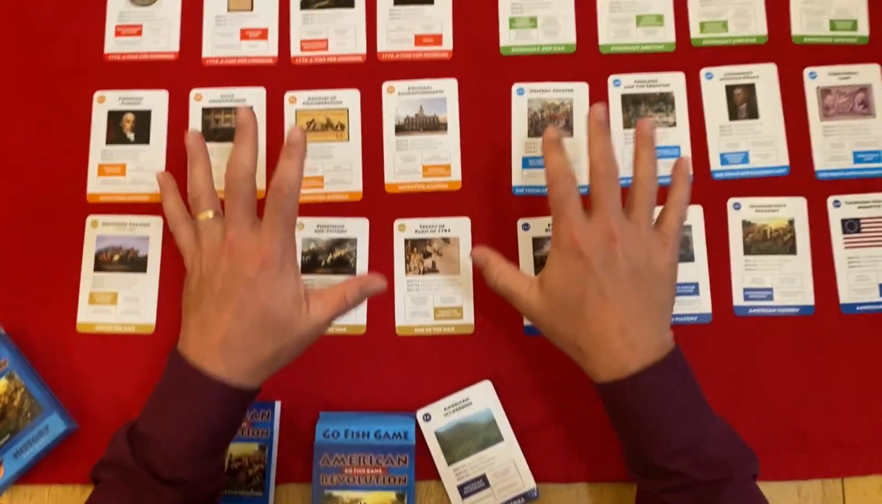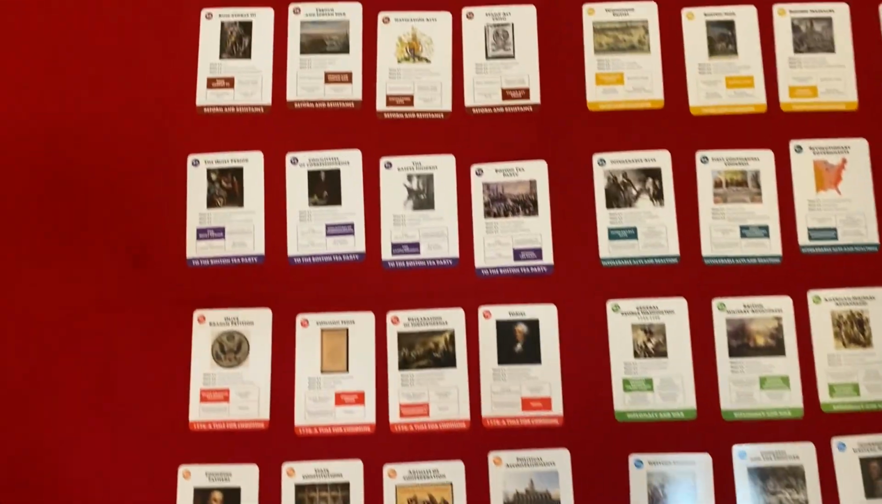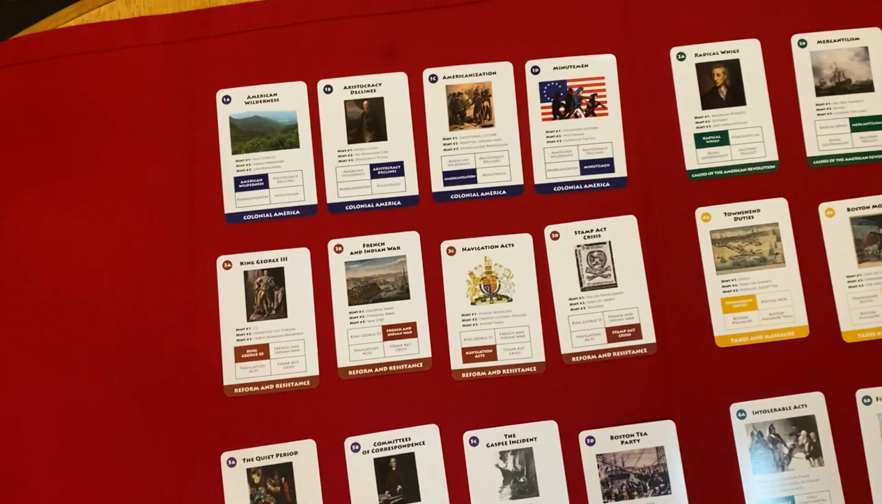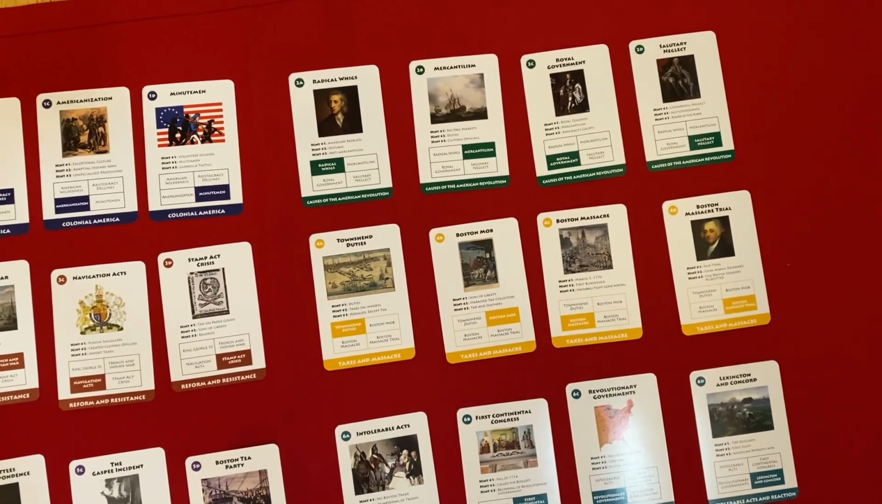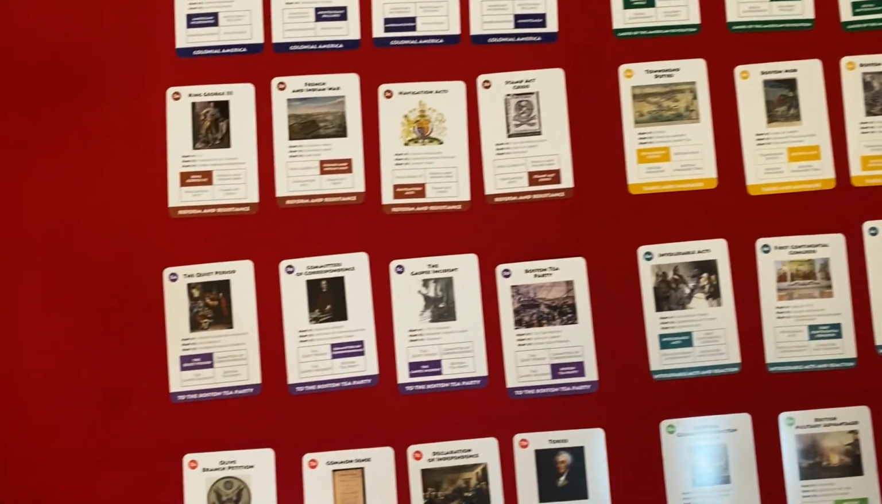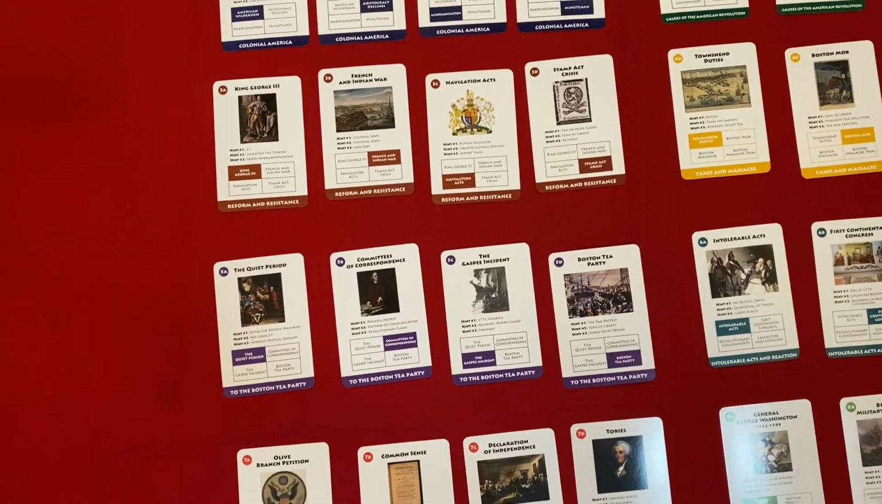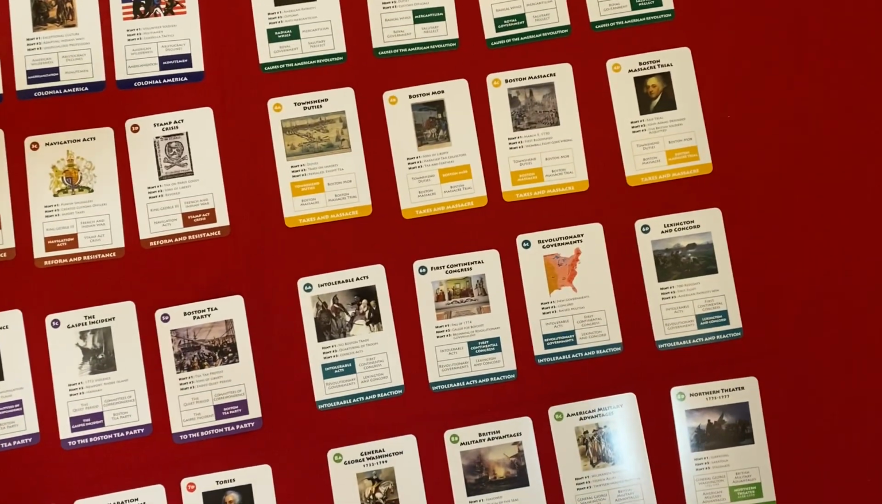And here we've laid them out on the table for you. Let's take a look at these cards. Category 1, Colonial America. Causes of the American Revolution. Reform and Resistance. Taxes and Massacre.